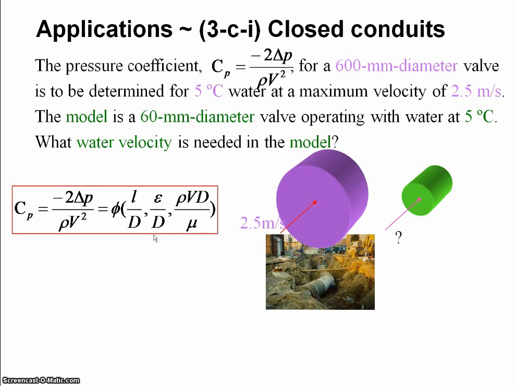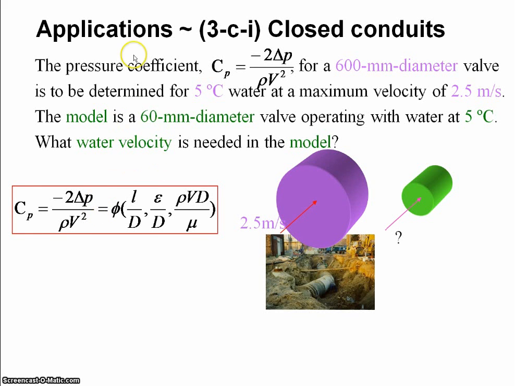In order to do that, we will perform the Buckingham pi analysis, which will end up with dimensionless parameters. Length divided by d is the length of a pipe over the diameter of the pipe. Epsilon is the roughness of the pipe divided by the diameter of the pipe. Now rho V d divided by mu is a Reynolds number. So in other words, this is the thing that we learned at the beginning of the class, the Buckingham pi method.